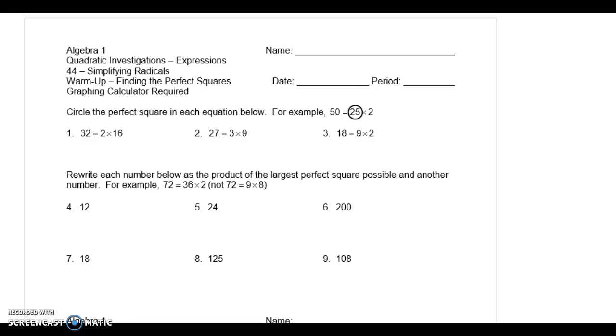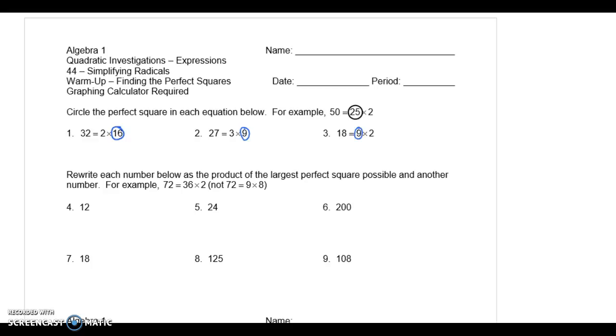So in the example, we had 50, that becomes 25 times 2, and the perfect square would be 25. In problem 1, we have 32, which is 2 times 16. 16 is our perfect square. In our second one, 9 would be our perfect square. And in our third one, same deal.